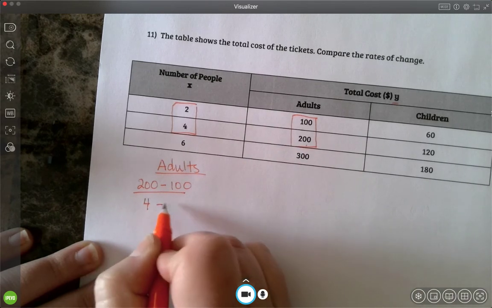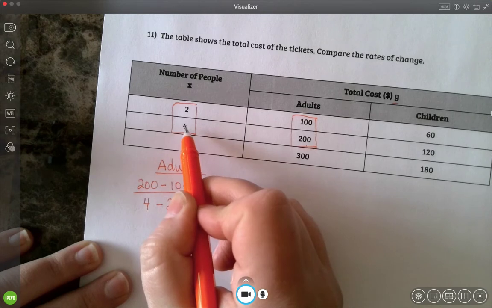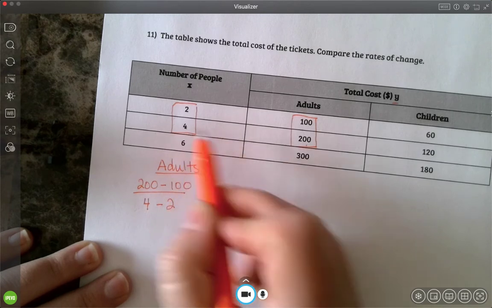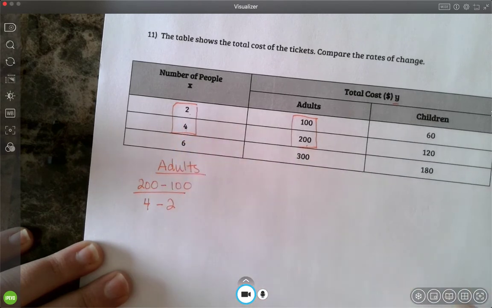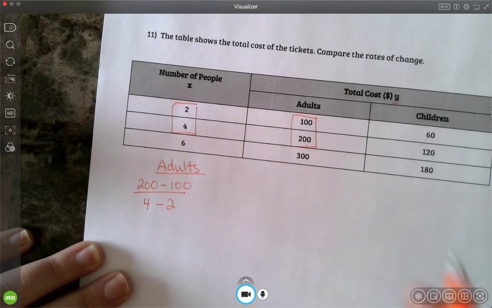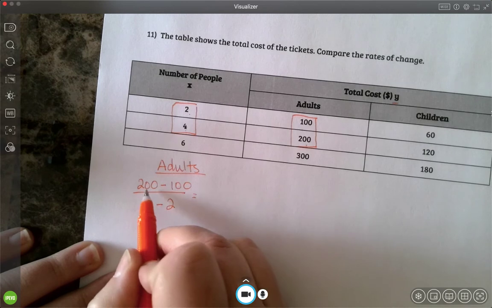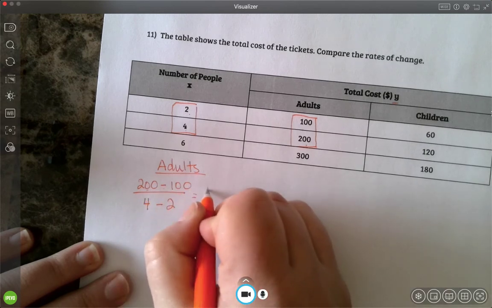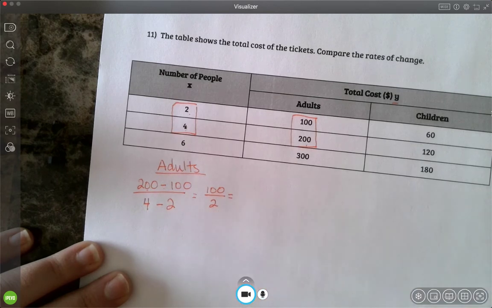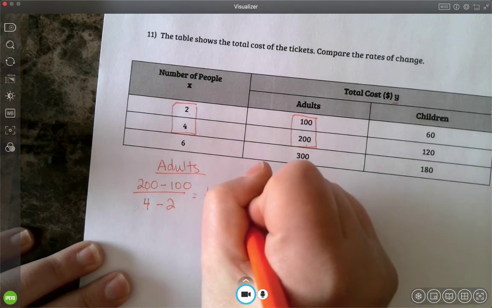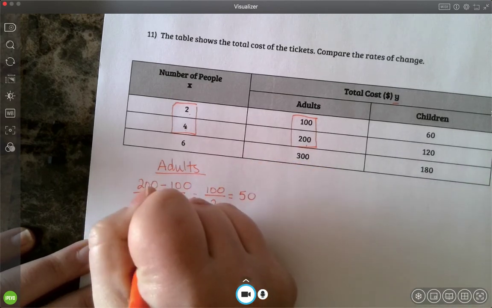Because then you go to your x, you say what number lines up with the 200? That would be 4. And then 2 comes before 4. 200 minus 100 is 100. 4 minus 2 is 2. 100 divided by 2 is 50. So adult tickets are $50 each.